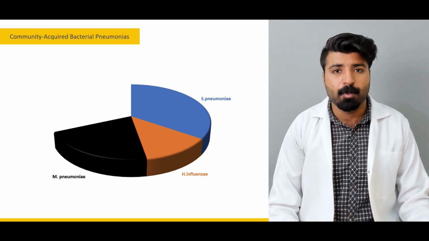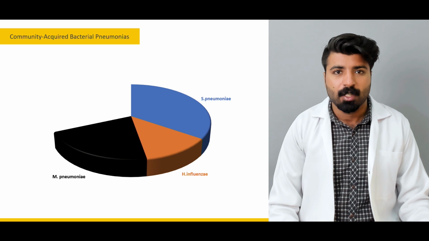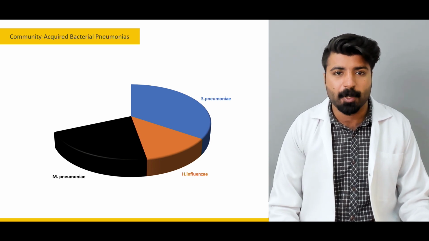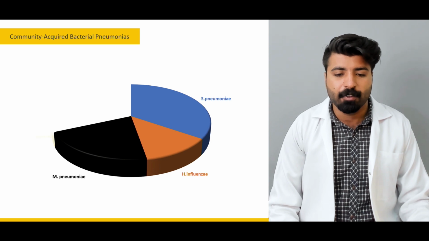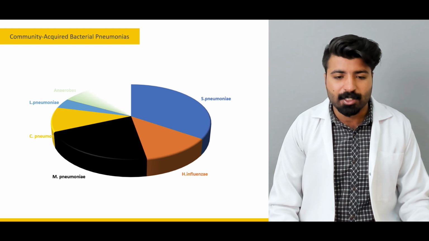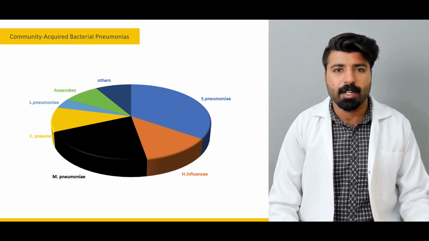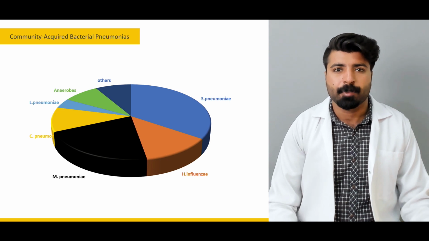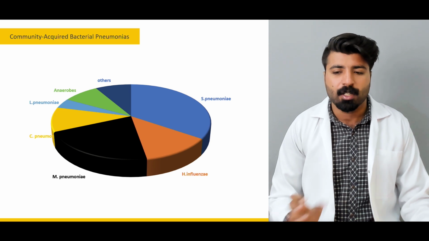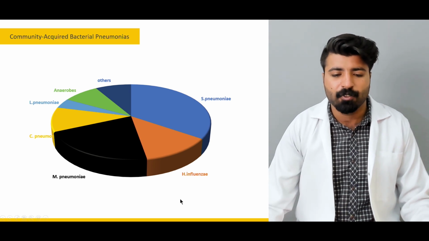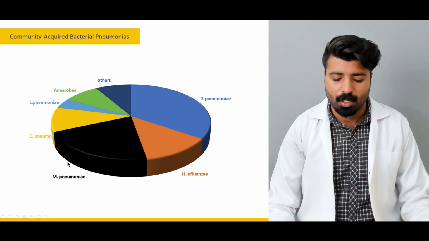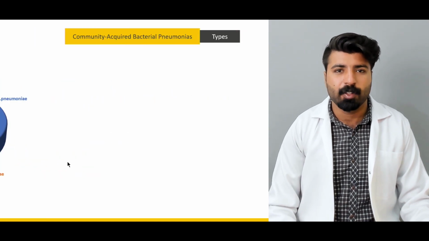Afterward, we have M pneumoniae, mycoplasma pneumonia. It's very high yield. It's very important to know all the pathology regarding mycoplasma pneumonia. Afterwards, we have C pneumoniae and Legionella pneumonia and then anaerobes. These all contribute a very small part in causing the disease. But three big chunks in causing pneumonia are Streptococcus pneumoniae, H influenzae, and Mycoplasma pneumoniae. So we're going to talk about all of them in detail.